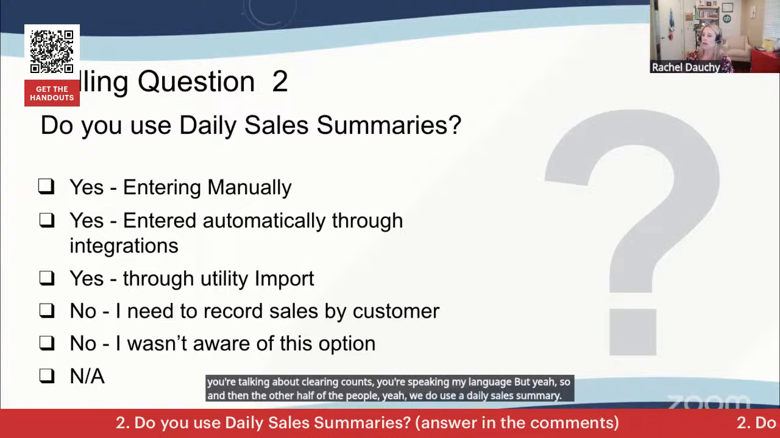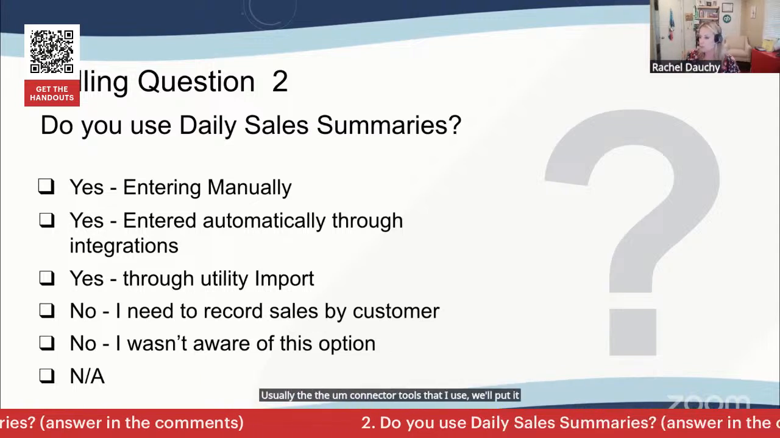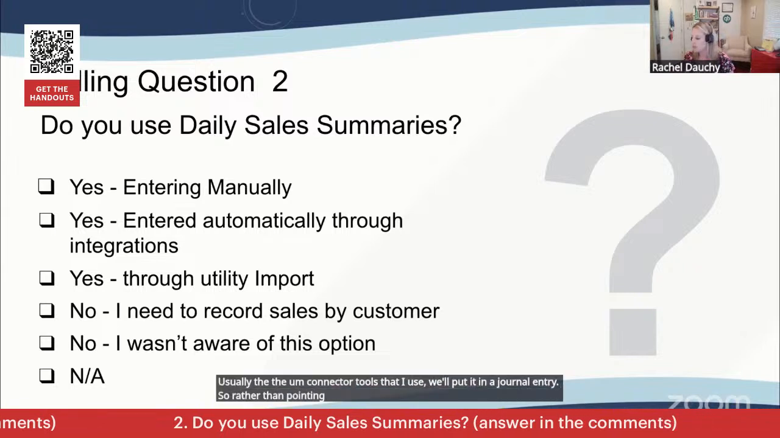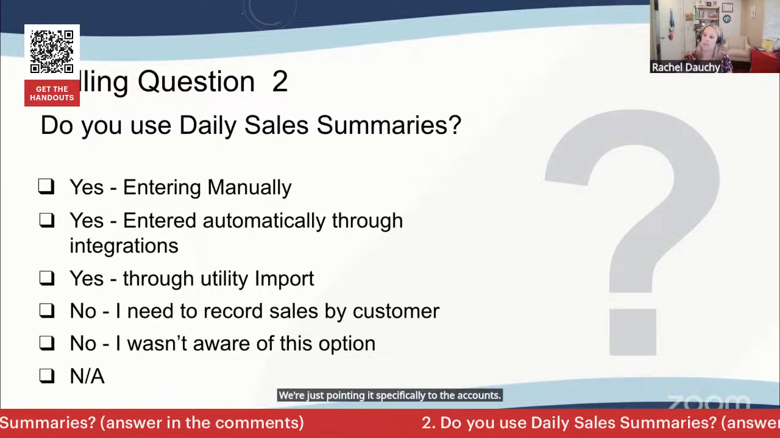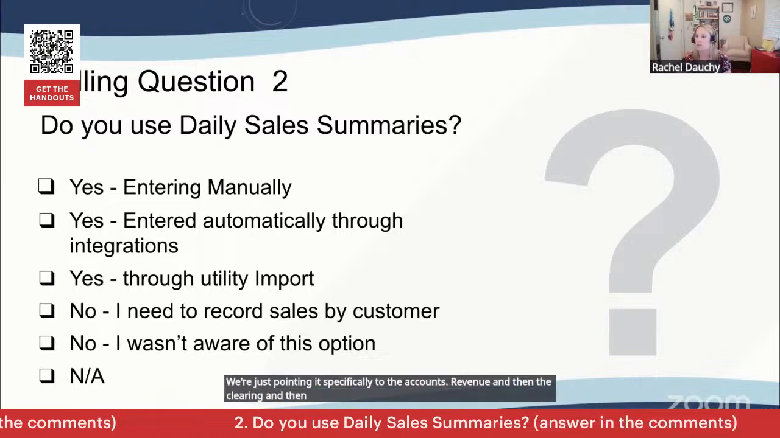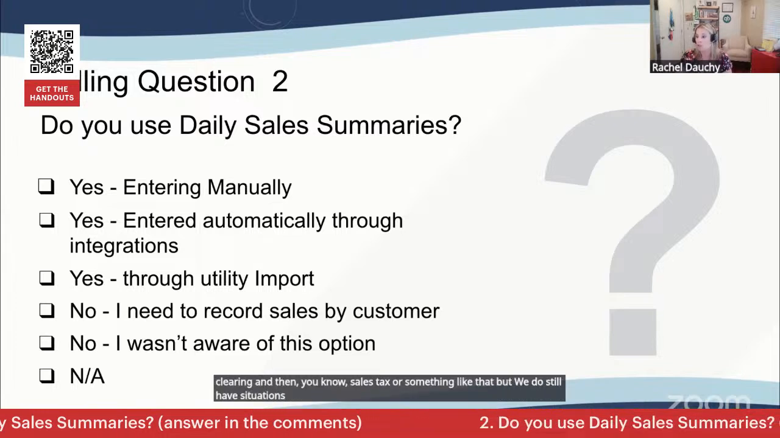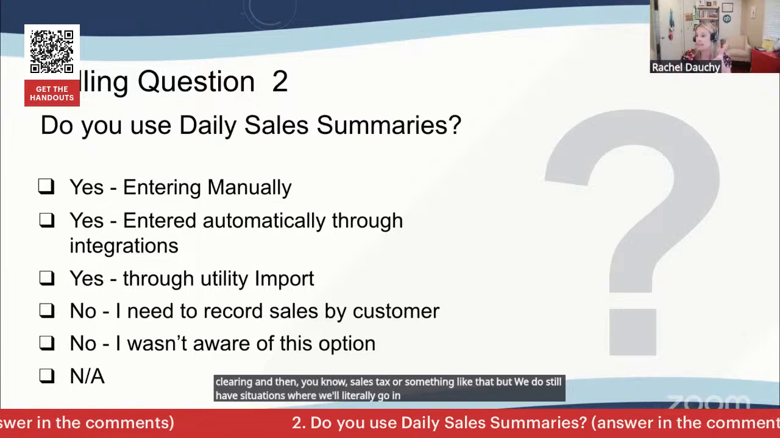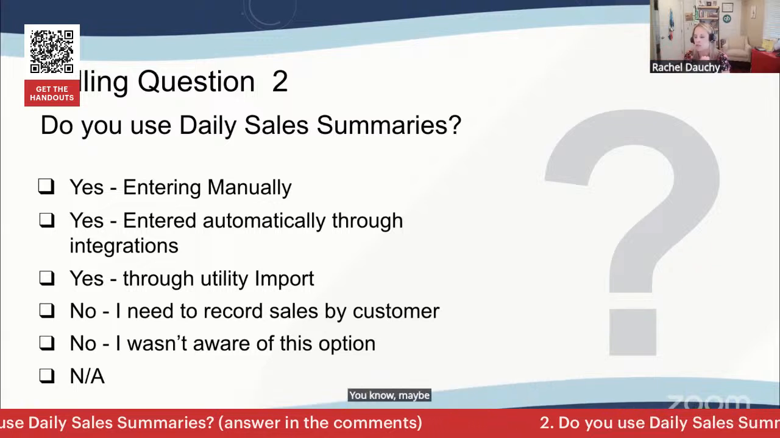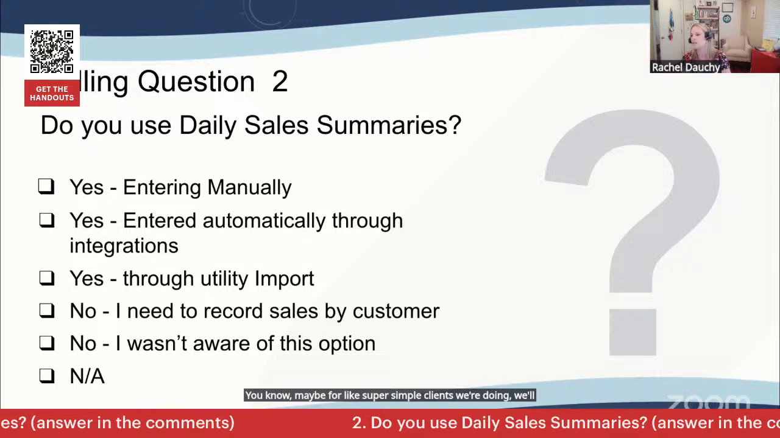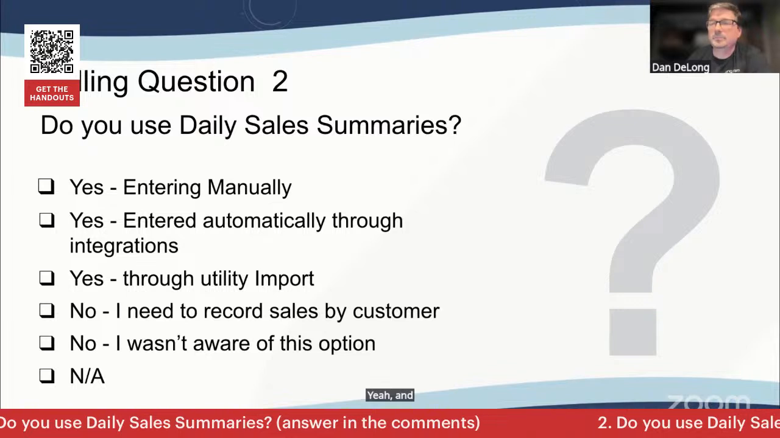Usually the connector tools that I use will put it in a journal entry. So rather than pointing to product service items, we're just pointing it specifically to the accounts: revenue, and then the clearing, and then sales tax or something like that. But we do still have situations where we'll literally go in and maybe take a month's data, not a daily one, but for super simple clients we'll take a month's data and post a month sales receipt that way. Yeah, and like you, I think a lot of people are.